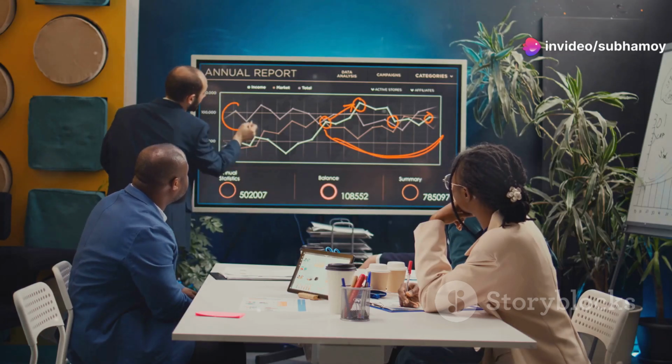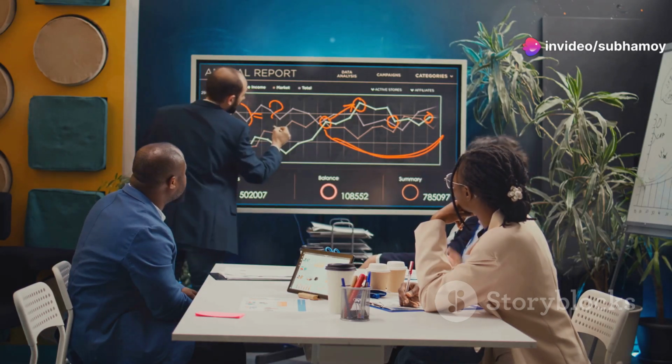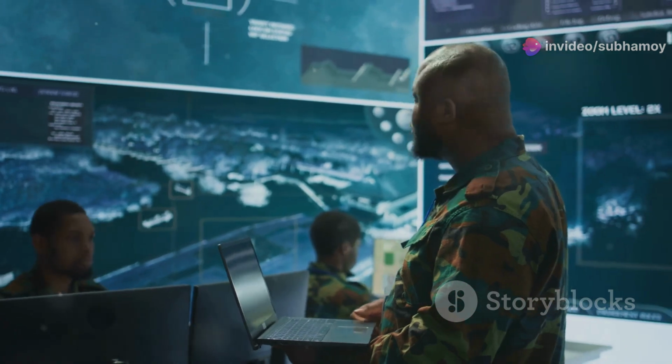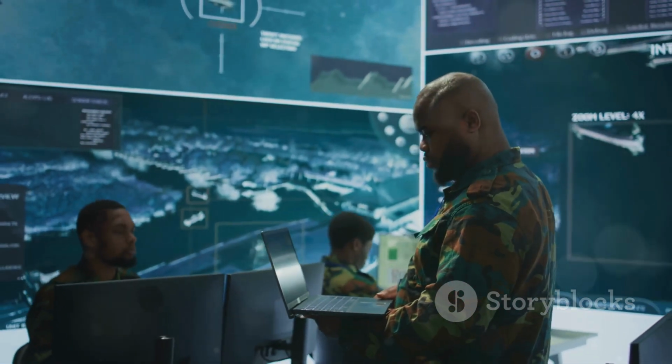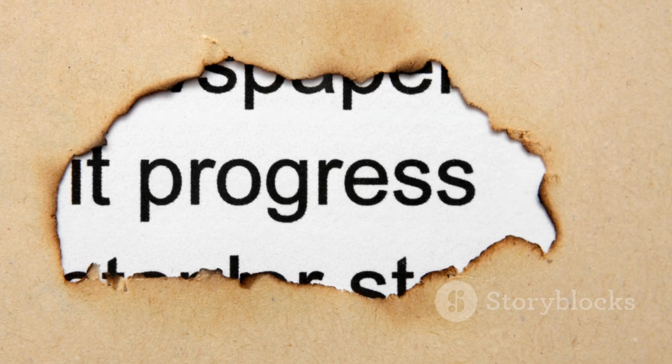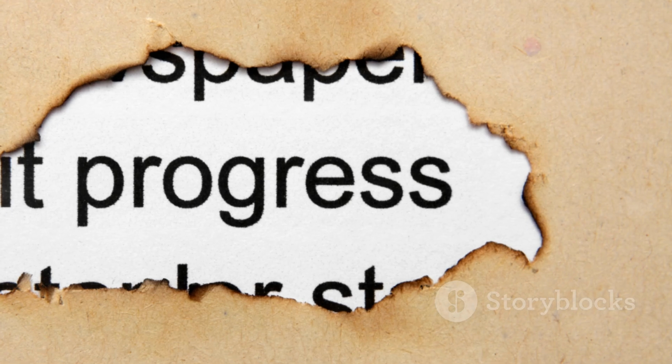Start by focusing on the most critical controls first. Prioritize based on the risks to your web application and the data it handles. You can gradually expand your compliance efforts over time.